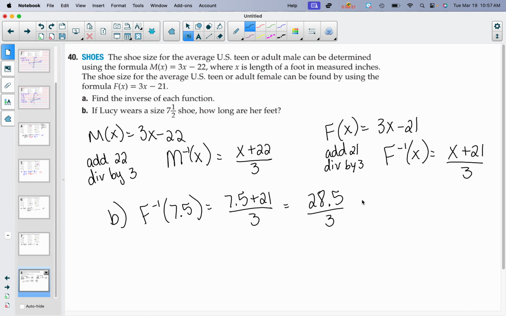So anyway, is that a 9.5? 27, pretty sure. So that's how long her feet would be, and since it's measured in inches, we should mark that.